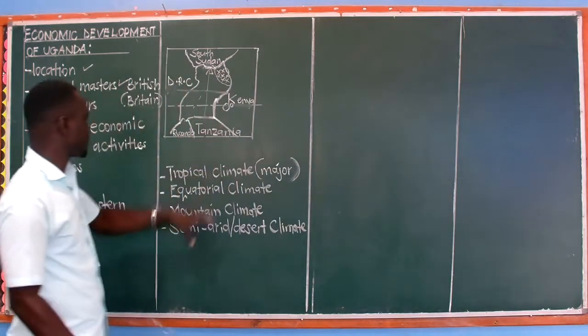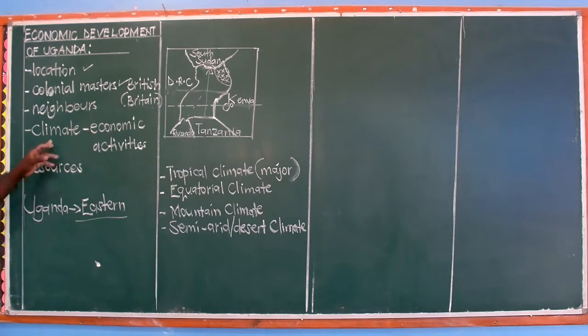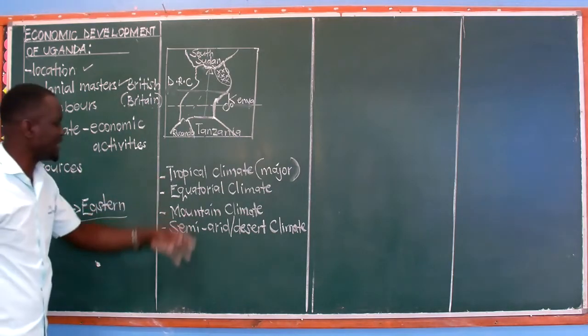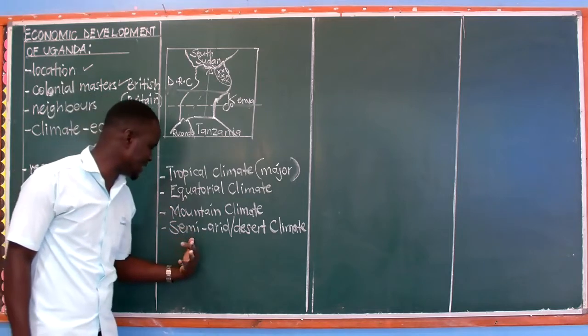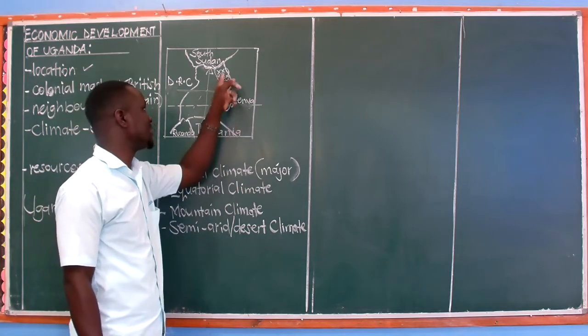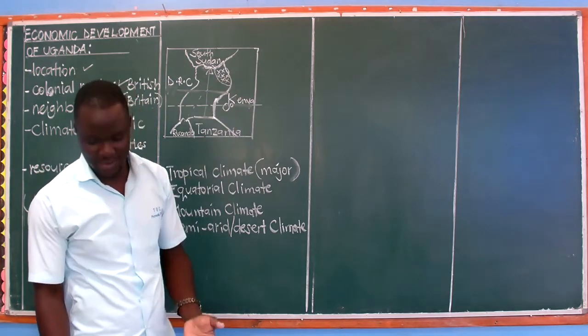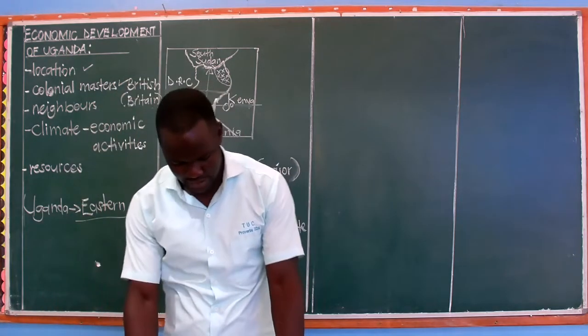So that is about the climate, of which I've said the climate will lead us to the economic activities, like we have already hinted here. We have said the semi-arid climate now favors nomadic pastoralism. So already an economic activity has come there.